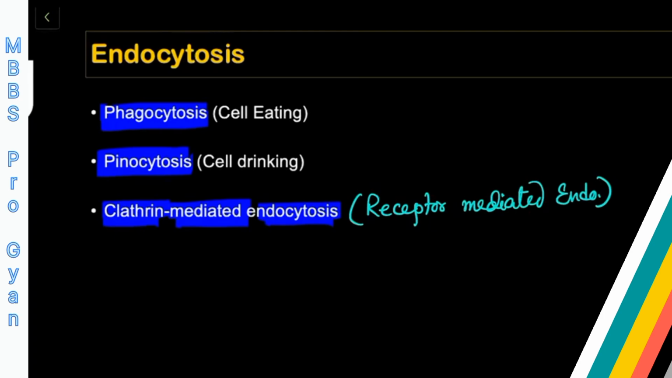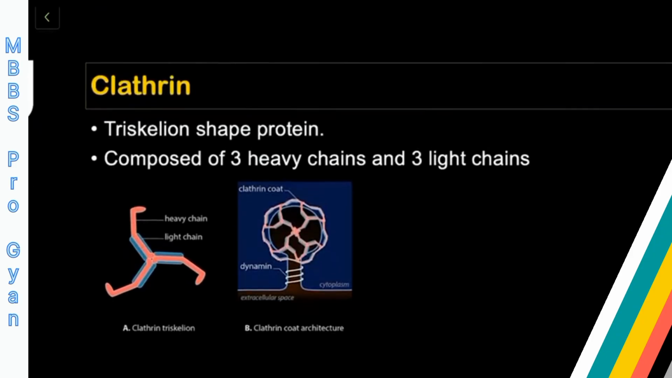So whenever I say clathrin mediated endocytosis, the question is, what is clathrin? Clathrin is a triskelion protein with 3 limbs, right? So this is 1, this is 2, this is 3. It is composed of 3 heavy chains and 3 light chains. This is the heavy chain and this is the light chain.